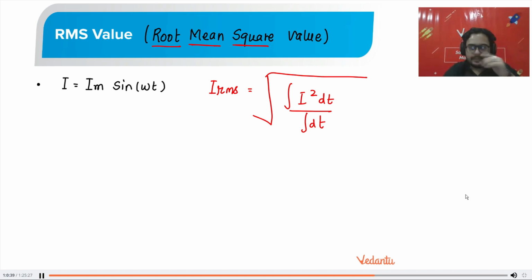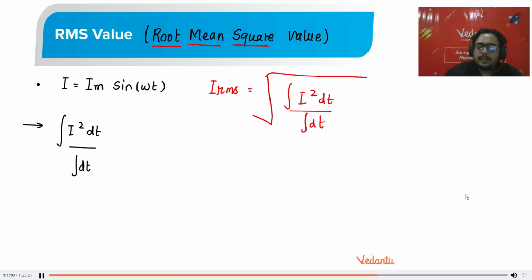Take the square of current, find its average value and take a root on it. Are you getting my point? This is the formula that we are going to use. So what I will do, I will first calculate the mean of the square, and after that I will take the root.